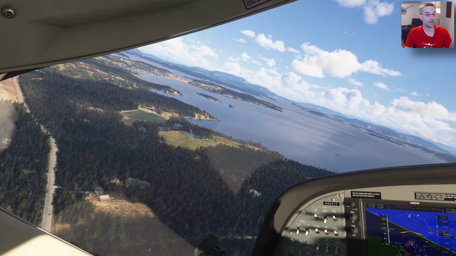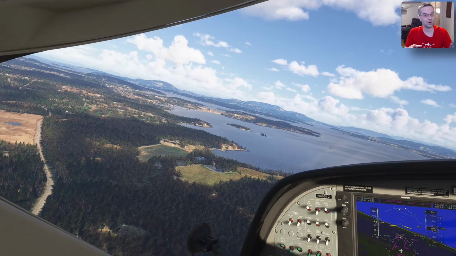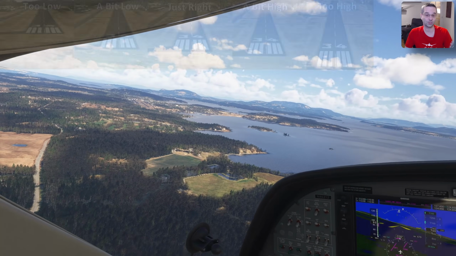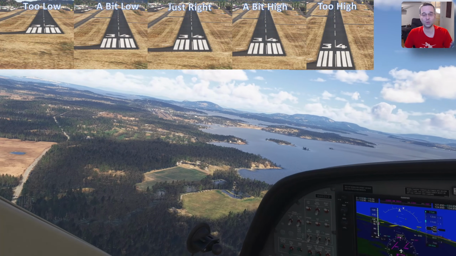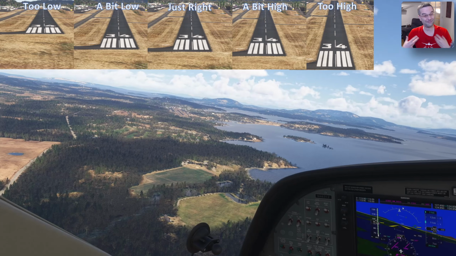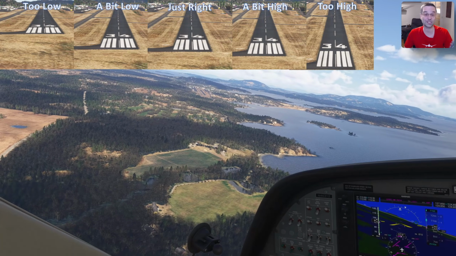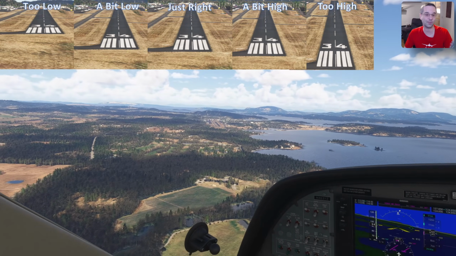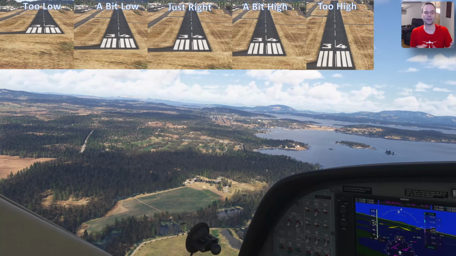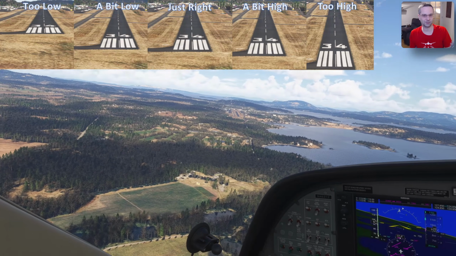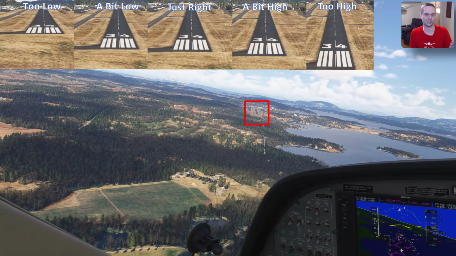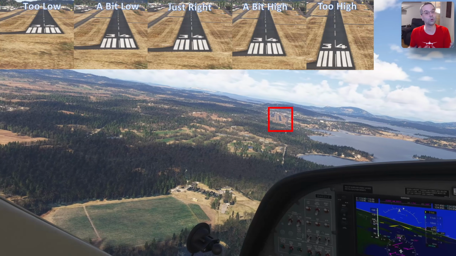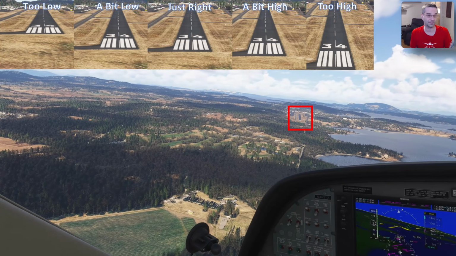The first thing that you have to evaluate as you roll out on final is what your sight picture looks like. Are you too high, too low, or right on profile? And for a visual approach, you can judge this solely by looking at the shape of the runway. I'm getting a bit higher on profile than I should be here, and when that happens, the runway starts to look longer, skinnier, and more rectangular than it should.